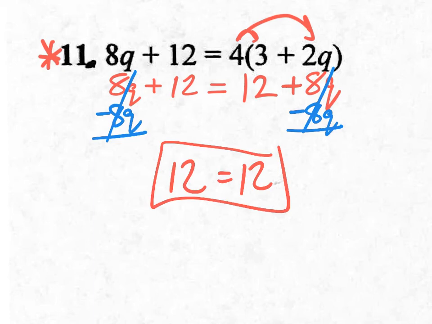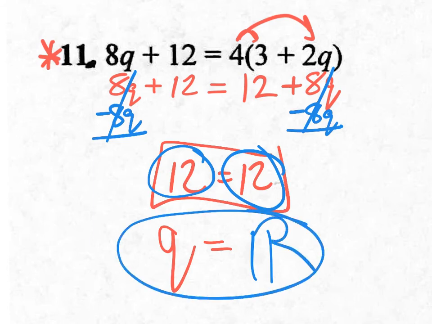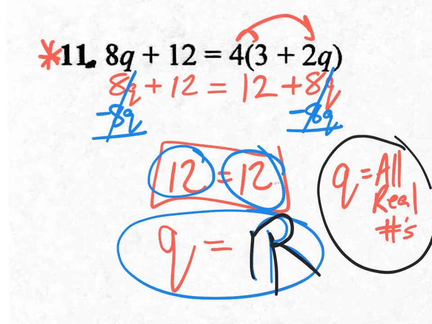So what just happened, the q's canceled out. So q, it doesn't matter what q is. It could be any number, and you're going to get 12 equals 12. It's going to be a true statement. So q could be any number you want, all real numbers. So q is all real numbers. So it doesn't matter if you write it out, q equals all real numbers, or you use a symbol, the R with the 2 sticks.